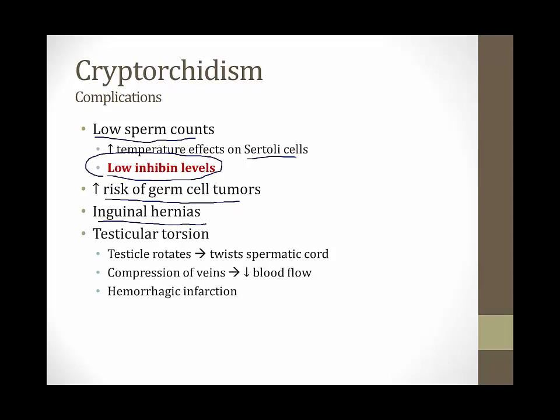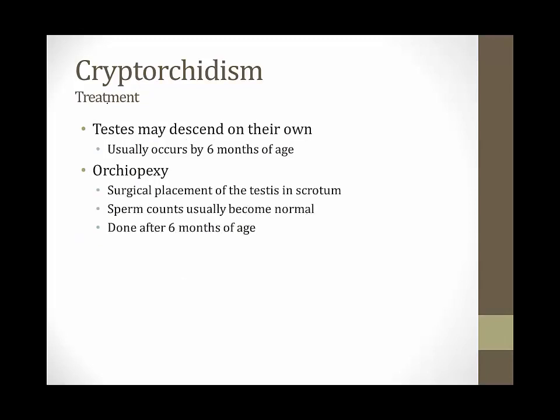And then finally, a risk of undescended testes is the development of testicular torsion. This is when the testicle rotates and twists the spermatic cord. This leads to compression of the veins and it drops the blood flow, and this can lead to hemorrhagic infarction of the testes, and this is a very dangerous condition. This condition is often diagnosed in children when the scrotum is examined and one or both of the testes are missing.